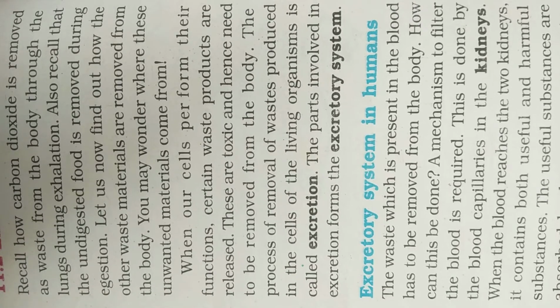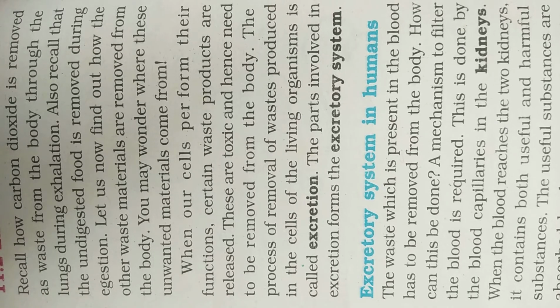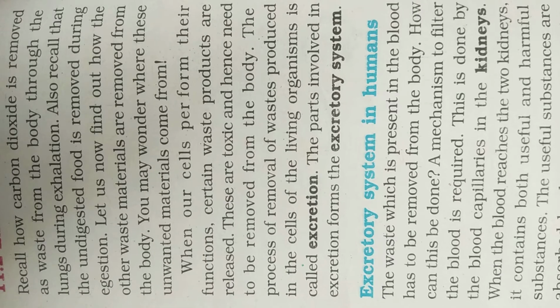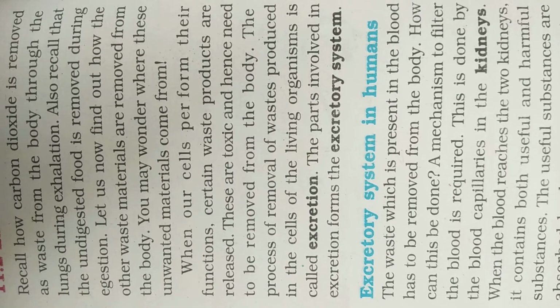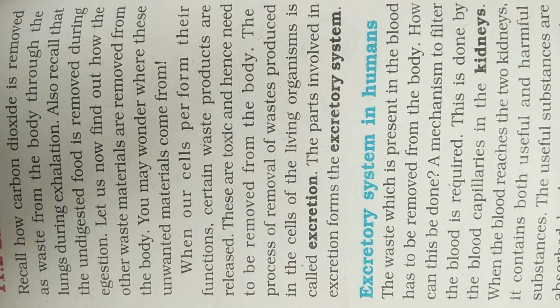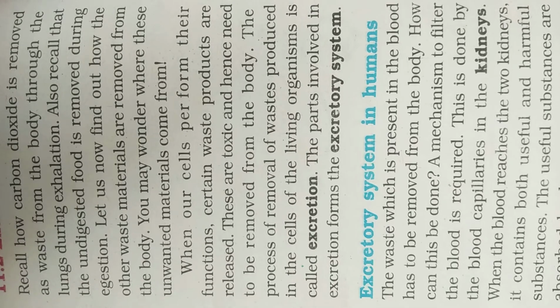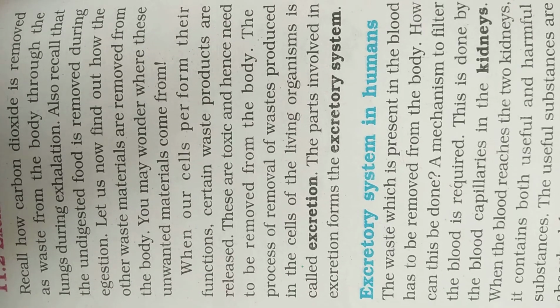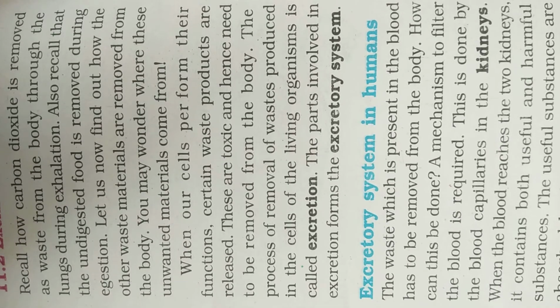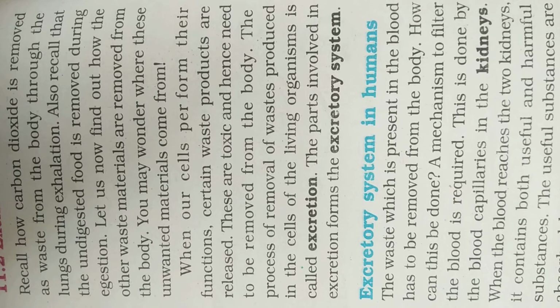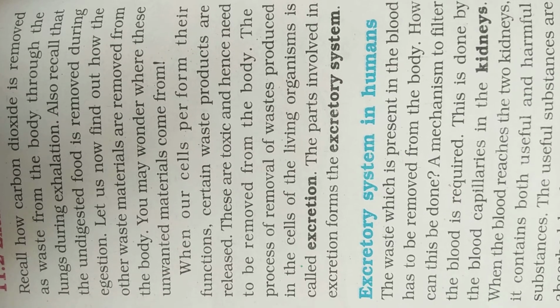The process of removal of waste products produced in the cells of a living organism is called excretion. So what is meant by excretion? The process of removal of waste produced in the cells of a living organism is called excretion. The parts involved in excretion form the excretory system. So we'll see the excretory system in humans.